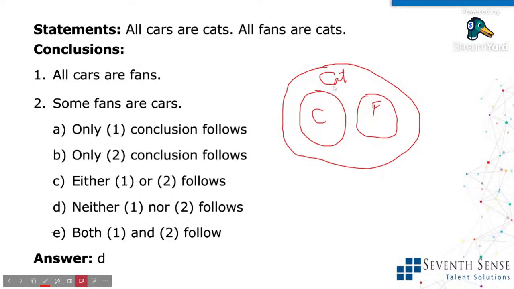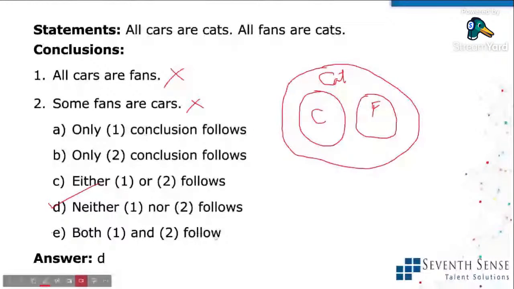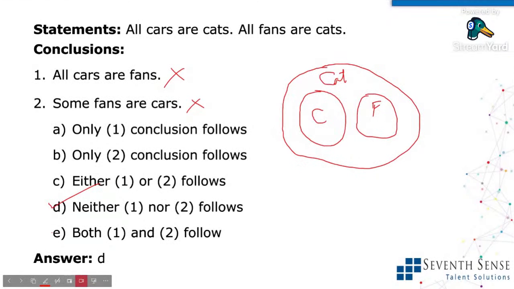All cars are fans. No. Some fans are cars. Again, no. So, what would be the answer? Option D. So, this would be the right option. I know most of you went for option E because of the connection over there, but this is how the diagram should be because you can't assume something directly.